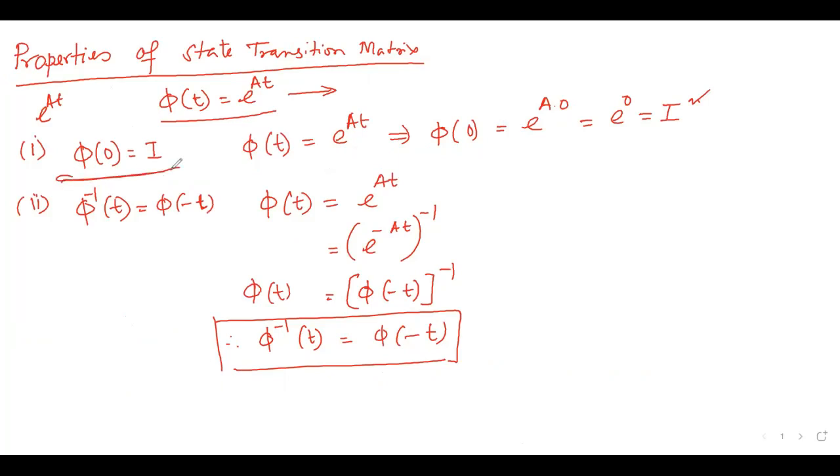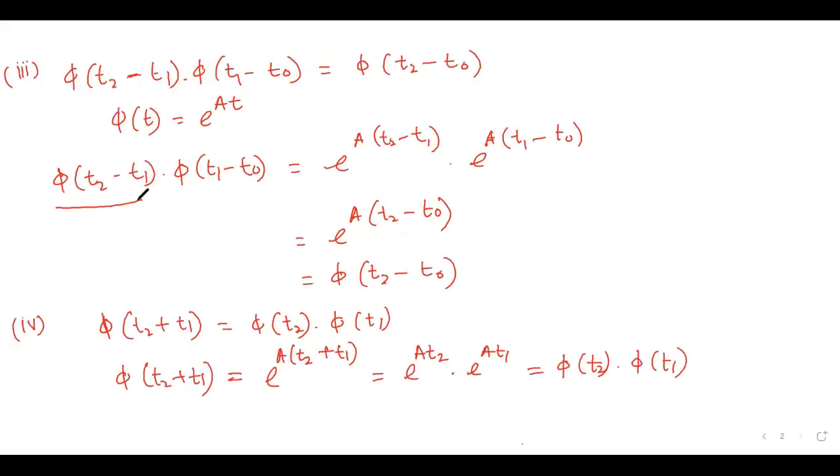Phi of 0 equal to I. The inverse of the state transition matrix can be obtained by replacing t by minus t. Phi of t2 minus t1 multiplied by phi of t1 minus t0 is basically equal to phi of t2 minus t0. And phi of t2 plus t1 can be computed as phi of t2 multiplied by phi of t1.